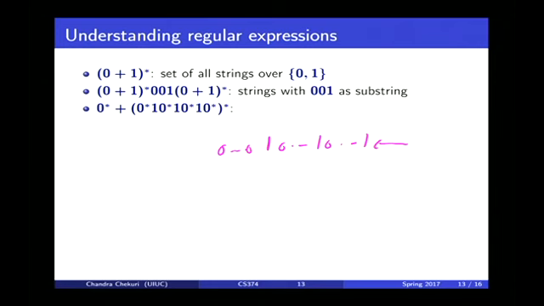That means, you know, what is the 0th power of that? Just epsilon, right? What is the 1st power of that? Just that, right? What is the 2nd power of that? 2nd power is concatenation. So I take a string with exactly 3 ones and then take another string with exactly 3 ones. What do I get? 6 ones. Okay, what is the 3rd power? Okay, 9 ones, right?